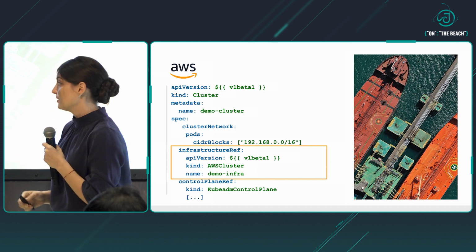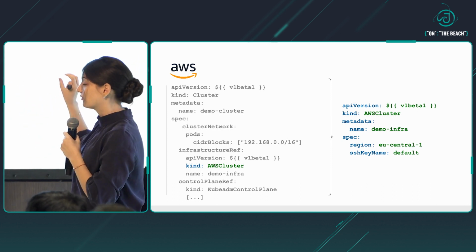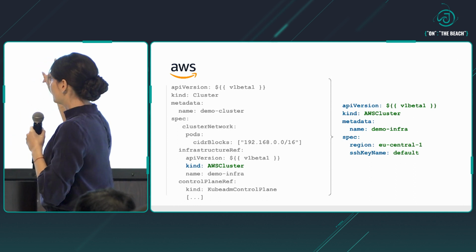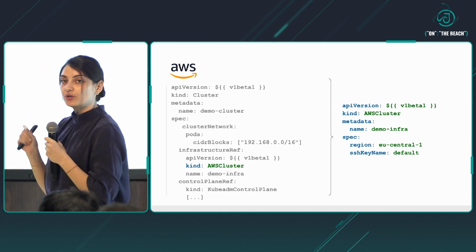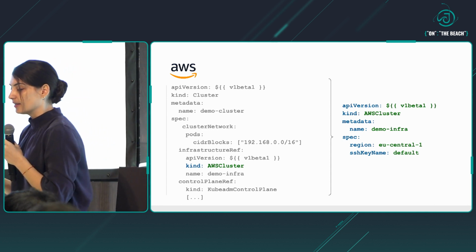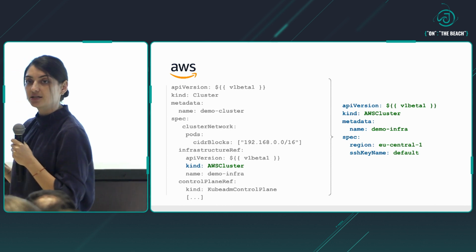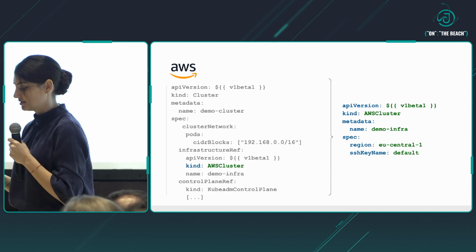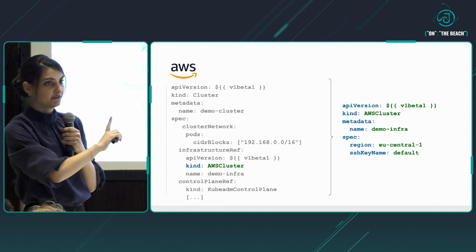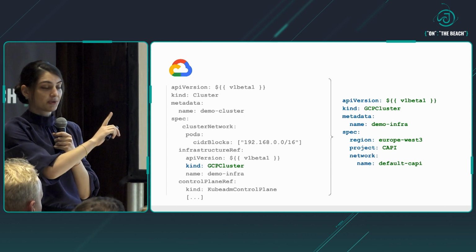And what it actually means is this is going to pull a manifest with configuration specific to AWS that we can write. So here we have an AWS cluster. We want to deploy it in this region, EU Central 1. And then for example, another parameter that we can choose is the SSH key that we want to attach to our instances. Now, very important, if we want to change this manifest and deploy a GCP cluster, these are going to be the only changes required.